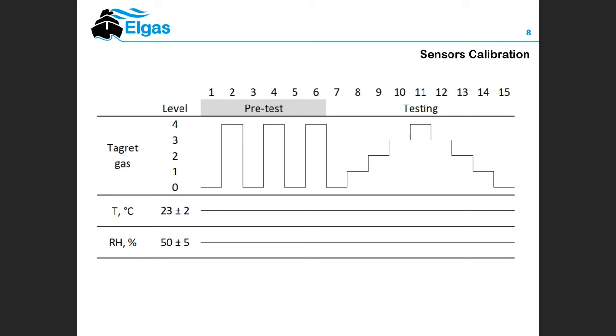So on this slide, you can see the approach that we took for the sensor calibration. Each of the sensors was exposed to the target gas following this pattern. For each target gas, we developed at least 4, in this case 5, concentration levels of the target gas, and each box was exposed to these concentrations at controlled temperature and humidity in the exposure chamber.